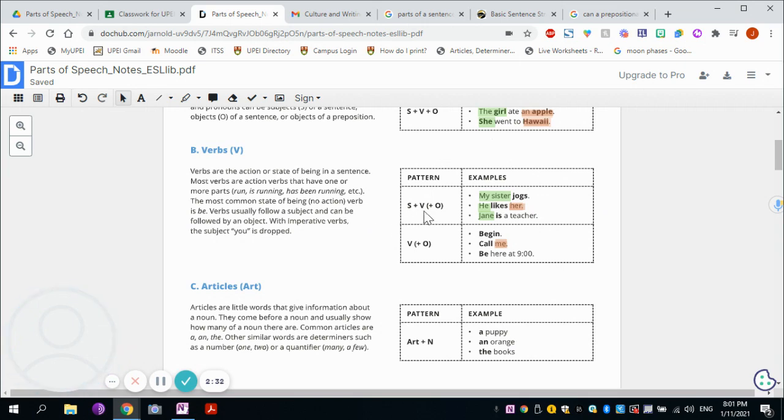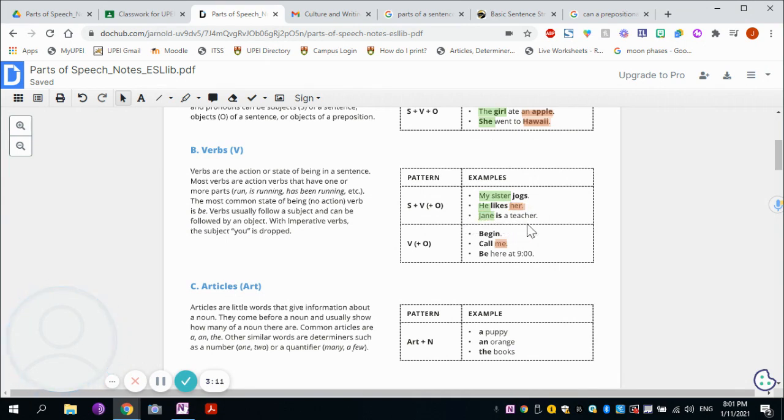Subject plus verb. We might have an object or we might not have an object. So for example, my sister is the subject and jogs is the verb. This is a fact. We don't have any object. My sister jogs. Jogs means runs. So it's the same thing as saying my sister runs. He likes her. Now we do have an object. He likes something. What does he like? He likes her. So her is the object.